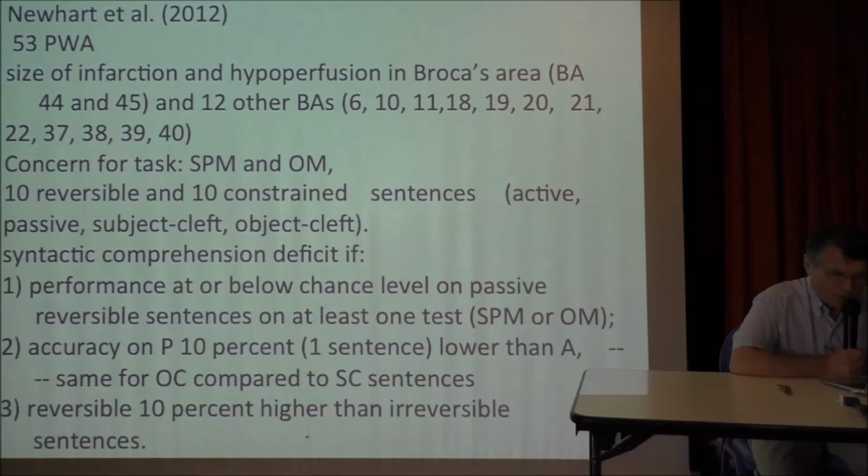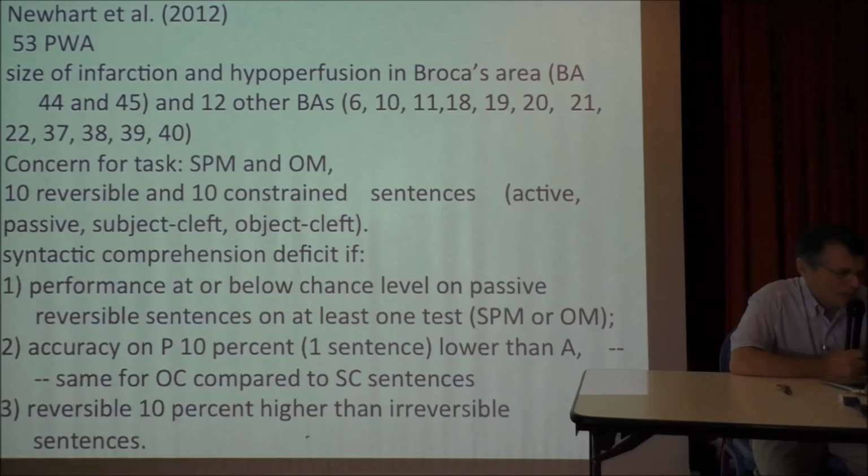The authors were some of the few that either read or were influenced by my papers on task effects, and they took seriously the idea that testing patients on one task wasn't good enough. So they used 10 reversible and 10 constrained sentences, active, passive, subject cleft, and object cleft, 10 of each type.